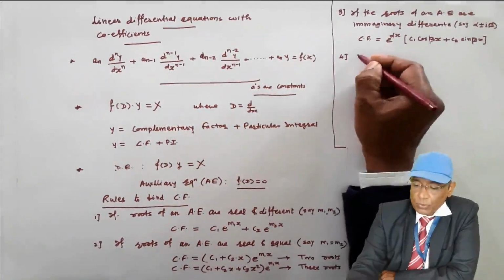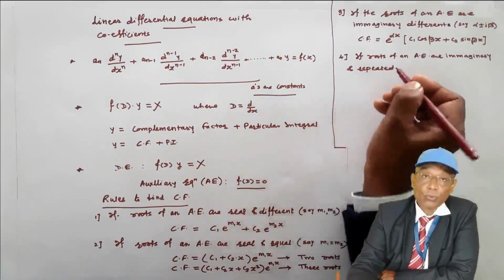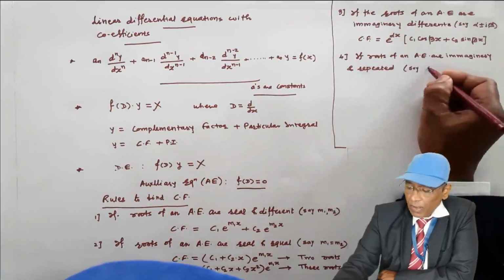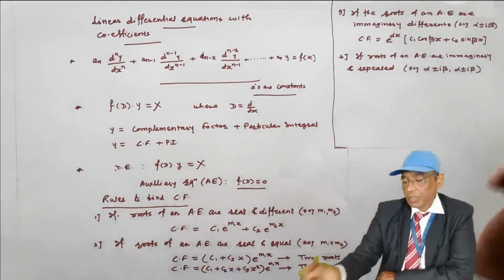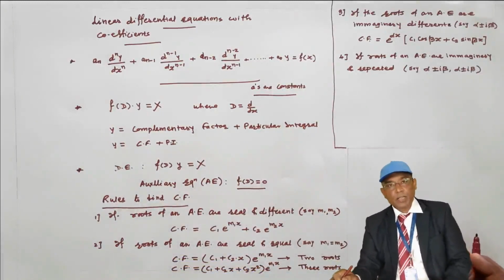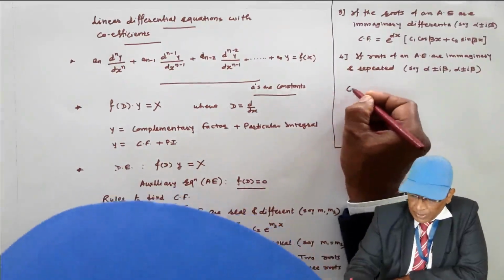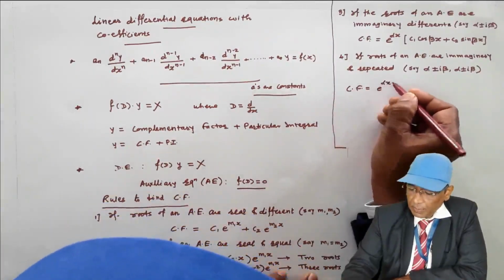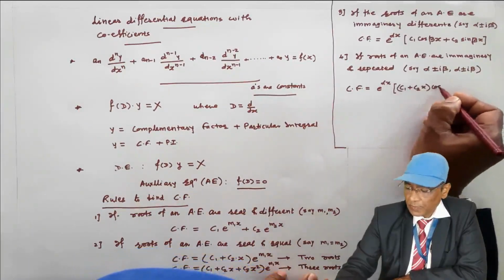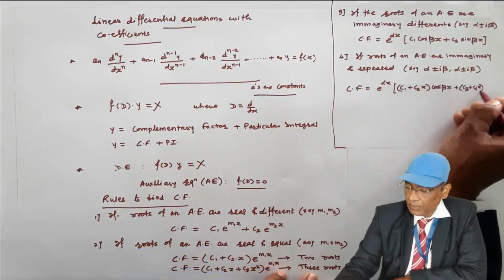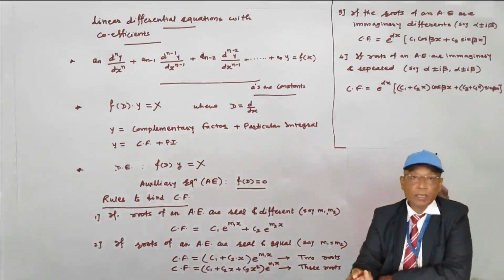Fourth case, if the roots of an auxiliary equation are imaginary and repeated. In this case I am writing for 4 roots now. The roots are of the type alpha plus minus i beta, these are the 2 roots, and again alpha plus minus i beta, and this pair is repeated, means the total number of roots is 4. Then the complementary factor is e to the power alpha x, the real part of the complex number, times (c1 plus c2 x) cos beta x plus (c3 plus c4 x) sin beta x. This is the complementary factor for imaginary and repeated roots.